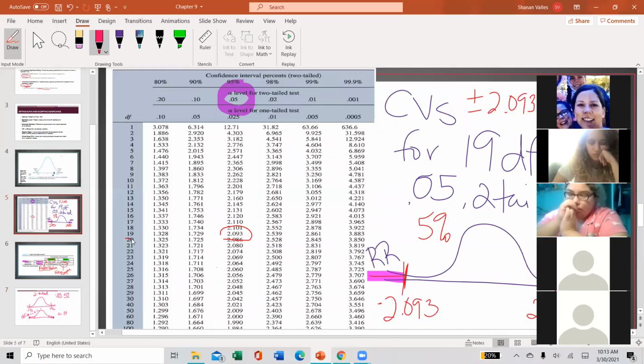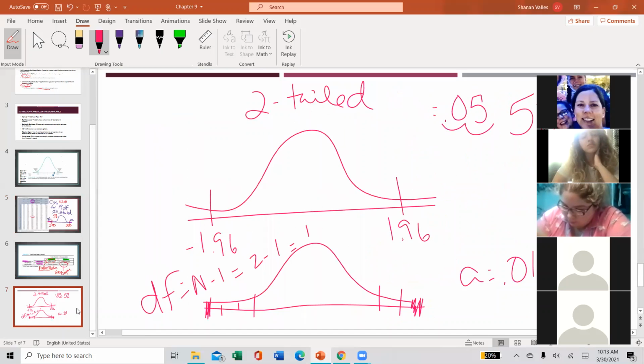Now, if we look down here, we have more people in our study. Say we had 20 people, our degrees of freedom is 19. Now look at our values. They're not nearly as big. This one was 12.71. This one is only 2.093 because we have more people in our sample. So that 5% has now moved in a little bit, making it a little bit easier to get that extreme score.